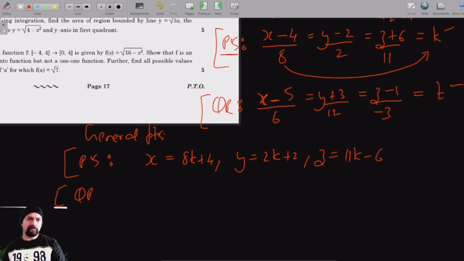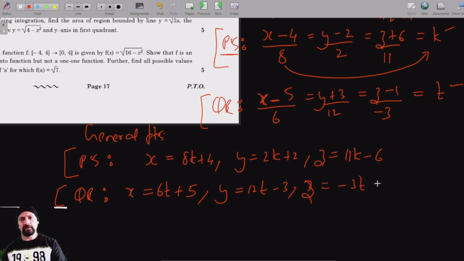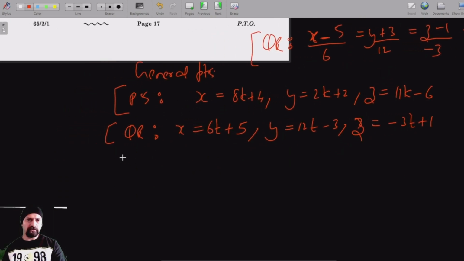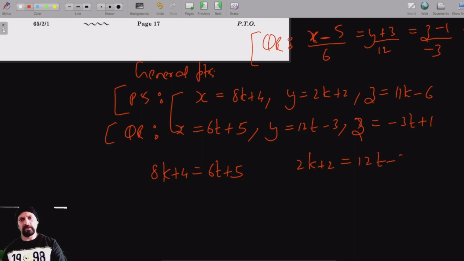Similarly, the general points for diagonal QR are x is equal to 6t plus 5 and y is equal to 12t minus 3 and z is equal to minus 3t plus 1. Let's say these are the point of intersection of these two diagonals. Point of intersection of diagonals means that the coordinates are the same, so let's equate them. So 8k plus 4 is equal to 6t plus 5, and let's equate the next one. 2k plus 2 is equal to 12t minus 3.